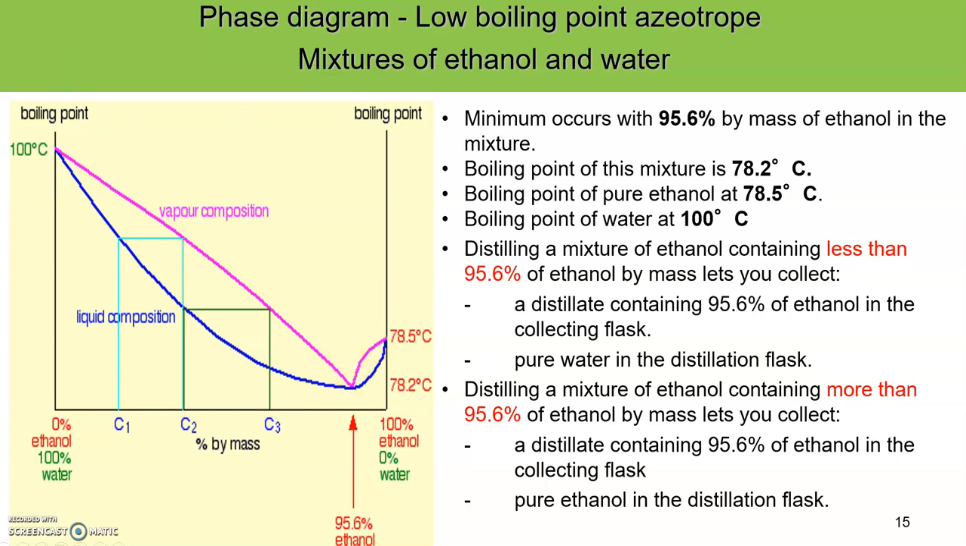So for this kind of case, we cannot have 100% of ethanol. Whatever we do, we cannot get 100% of ethanol. So the best that we can get is 95.6% of ethanol.